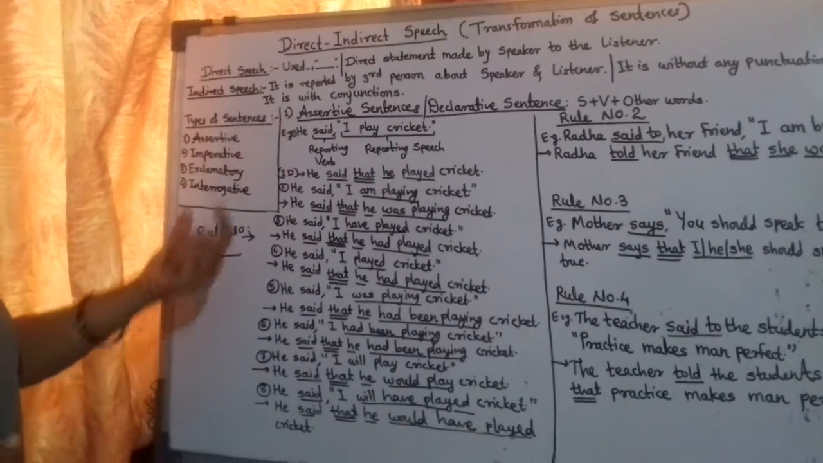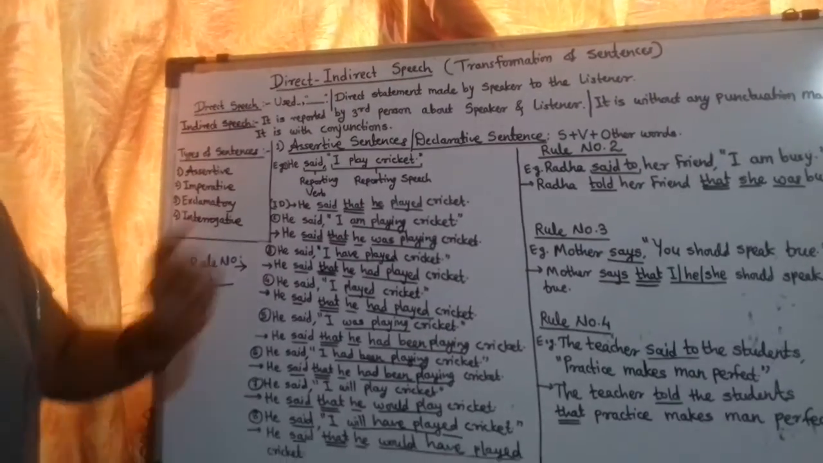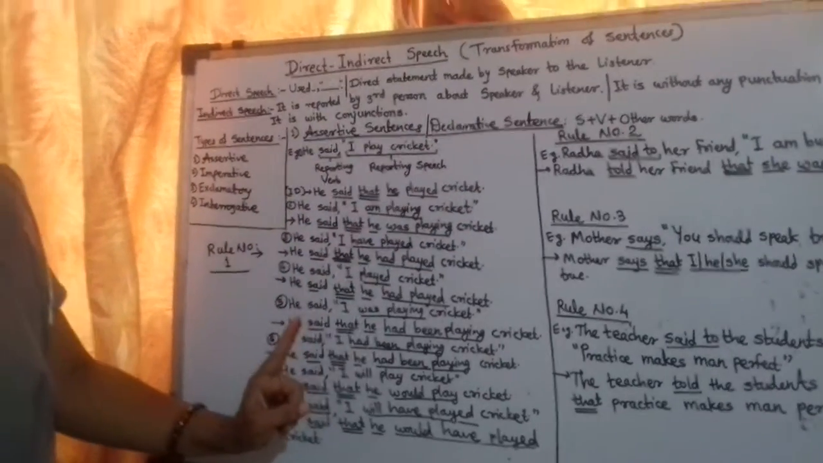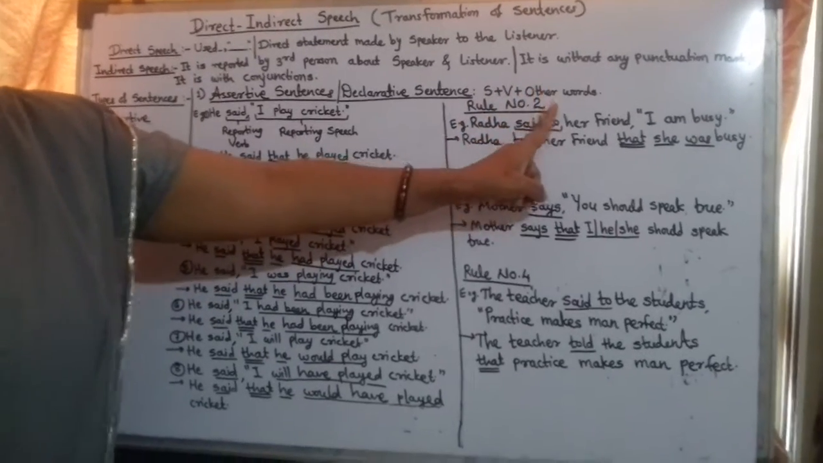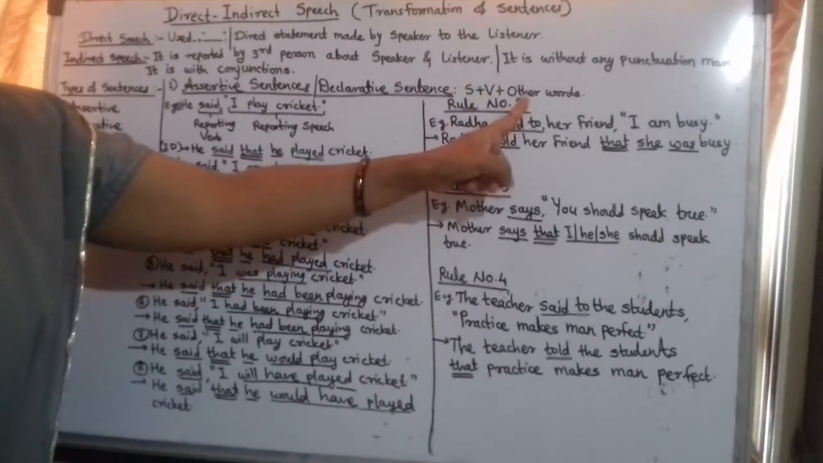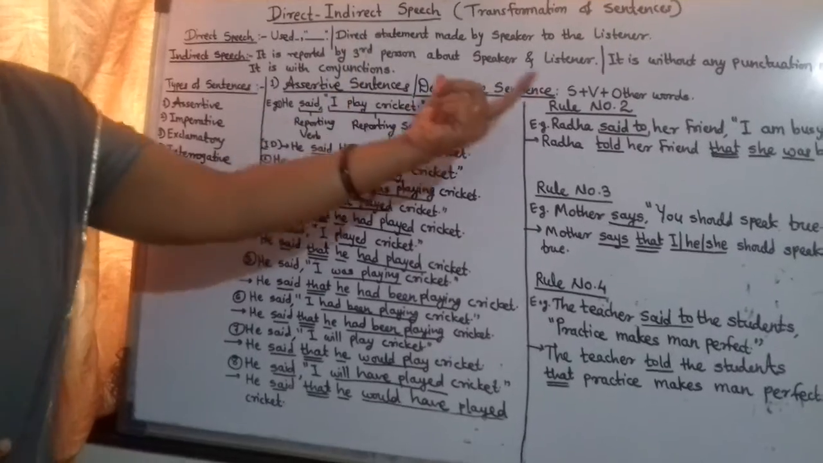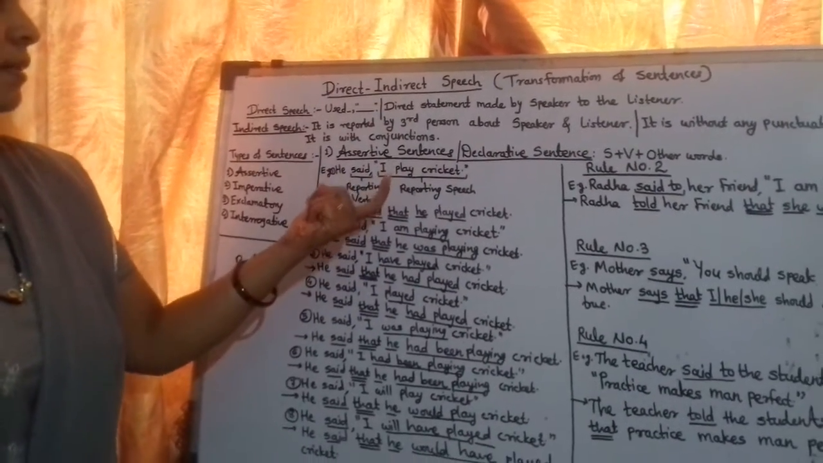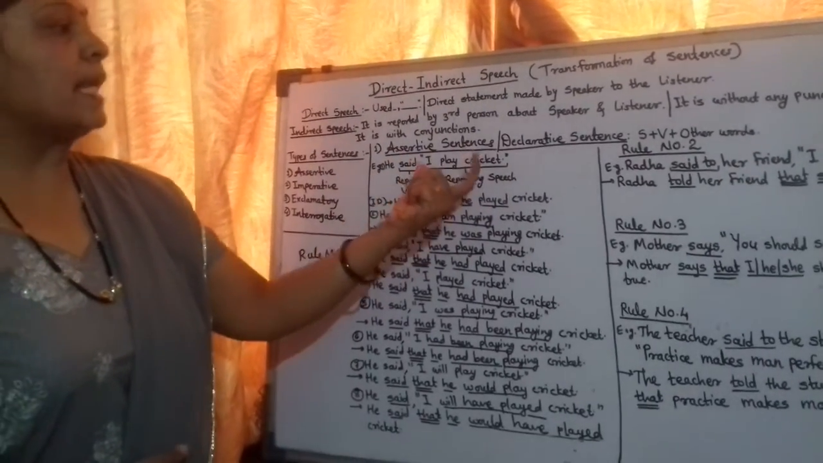Let us first have a proper introduction to assertive sentences, which are also called declarative sentences. They always have the sentence construction SV plus other words. Means it contains subject, verb and other words, and that is the sequence of an assertive sentence. You can easily see that construction in this sentence. We will consider the first example given here: He said, "I play cricket."